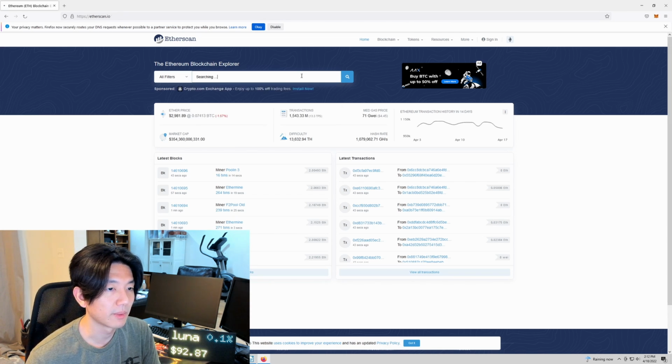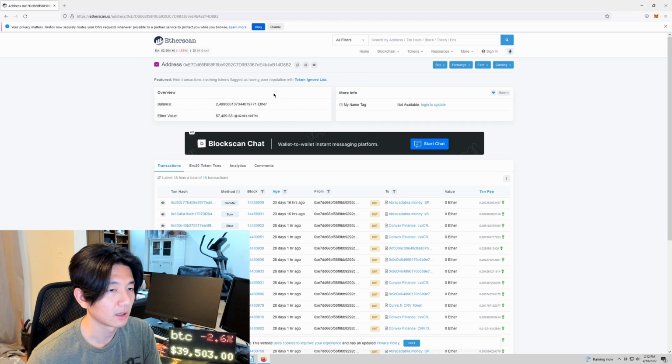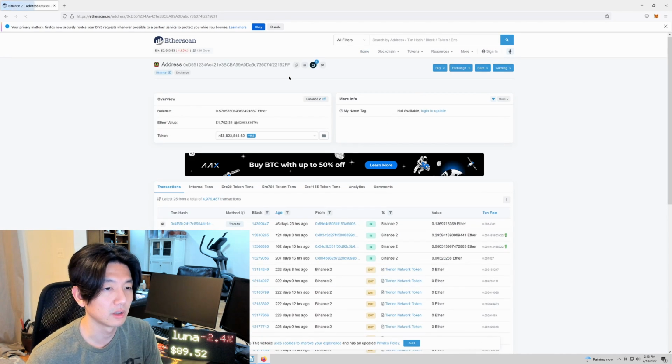You can view the balance of someone's Ethereum wallet address. The owner remains anonymous unless that wallet is publicly known. For example, this wallet address here, we do not know the owner, but we can still view the balance. This specific wallet is owned by the Binance exchange.